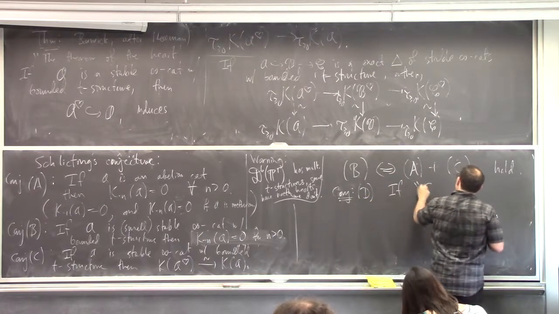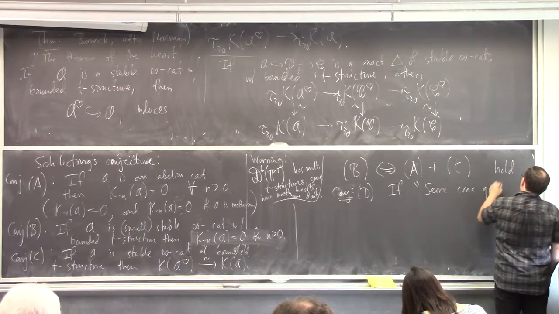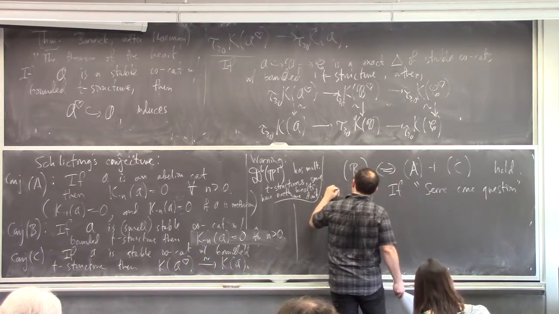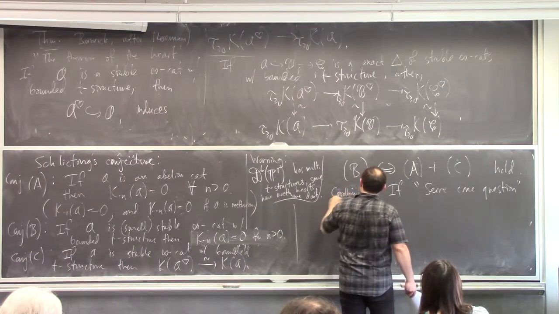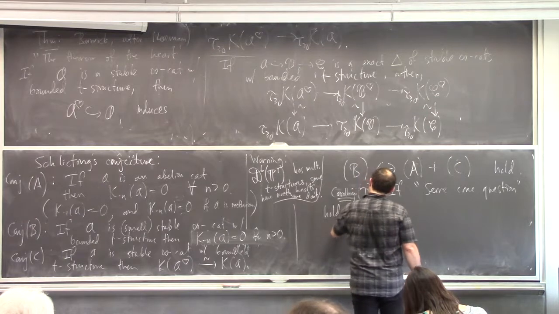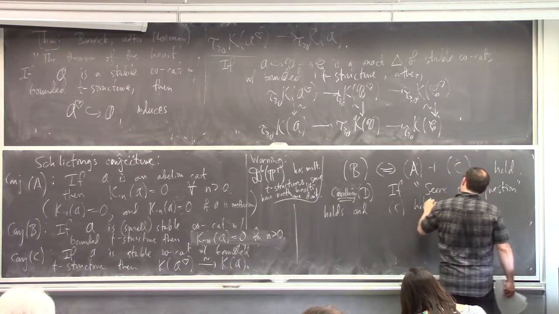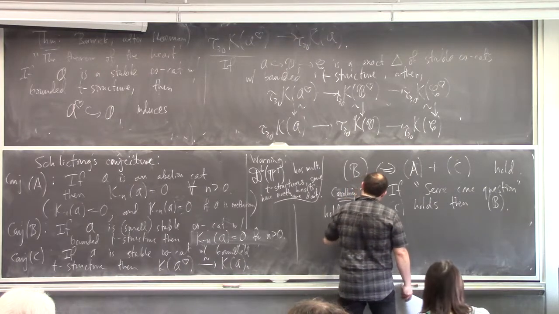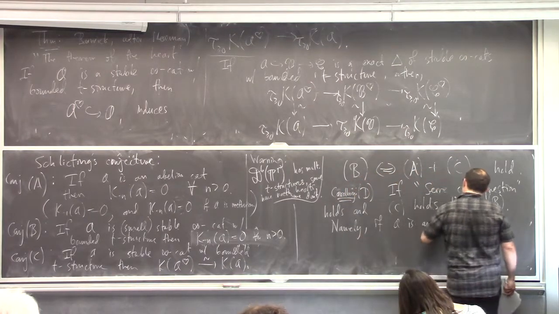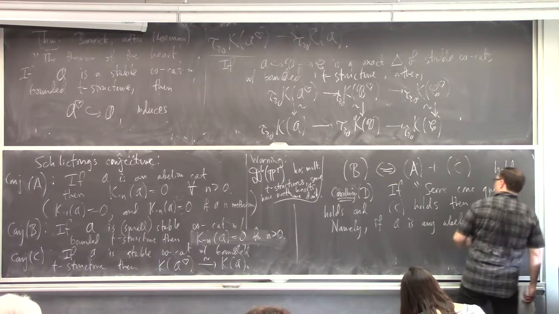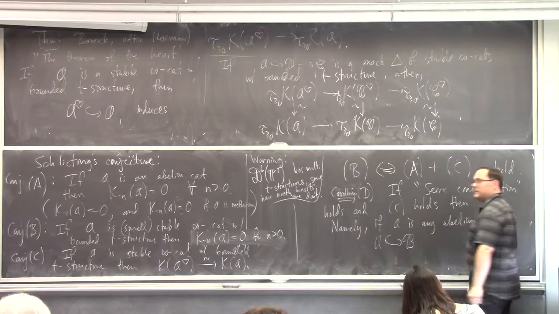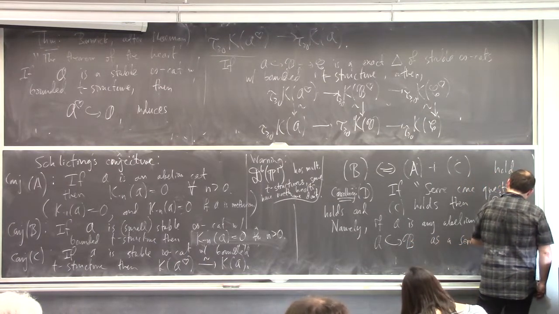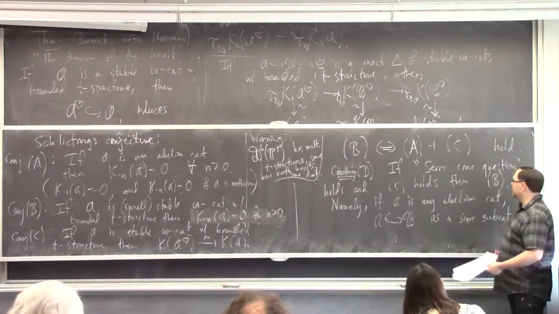Is if the, quote, Serotonin question, which I'm not going to, wait, sorry. This isn't even a conjecture. I just didn't want to conjecture what I'm calling the Serotonin question. If the Serotonin question holds and C holds, then B is true. What is the Serotonin question? Namely, if A is any abelian category, then you can embed it inside another abelian category B as a Serre subcategory. That's what the Serre part in the Serotonin question means.